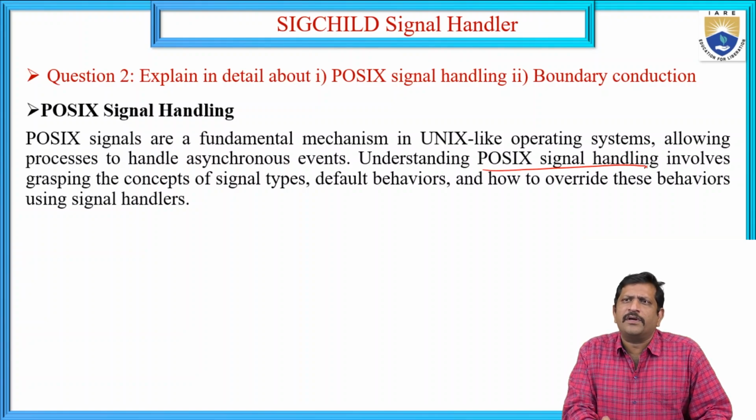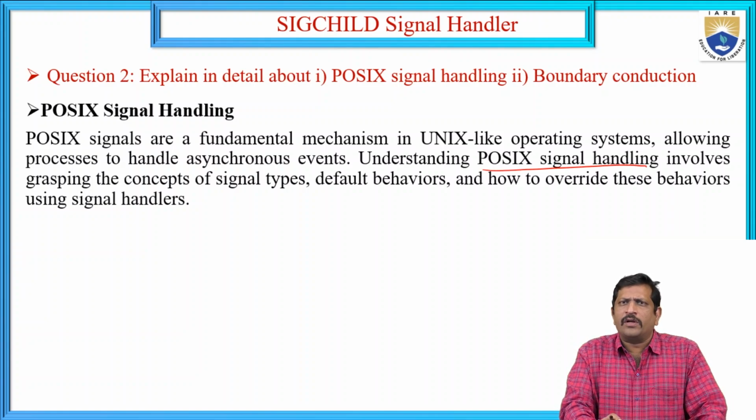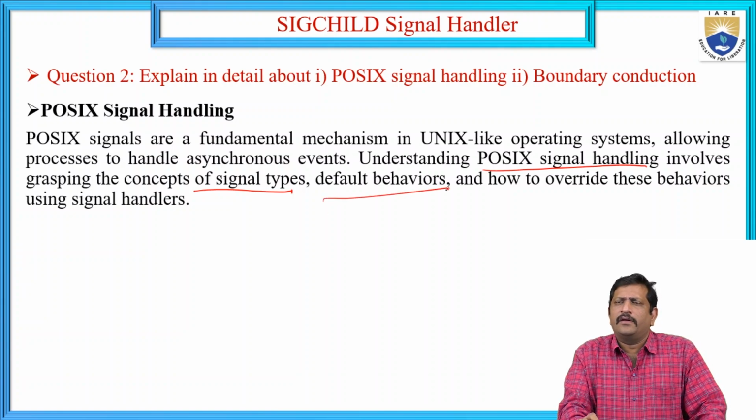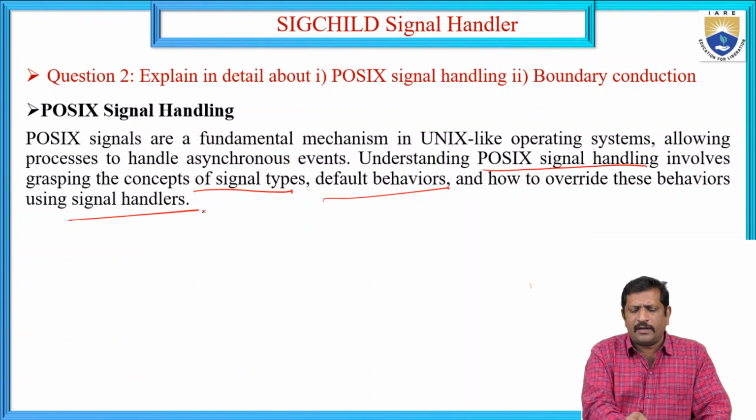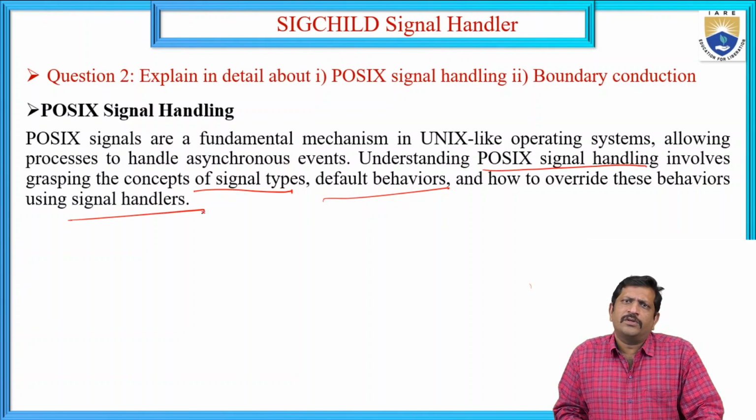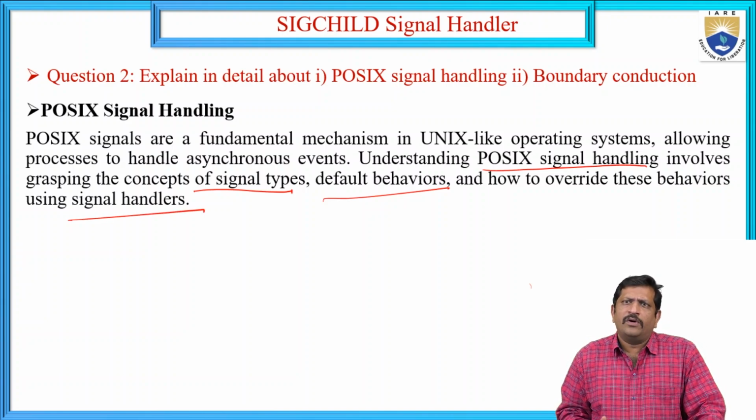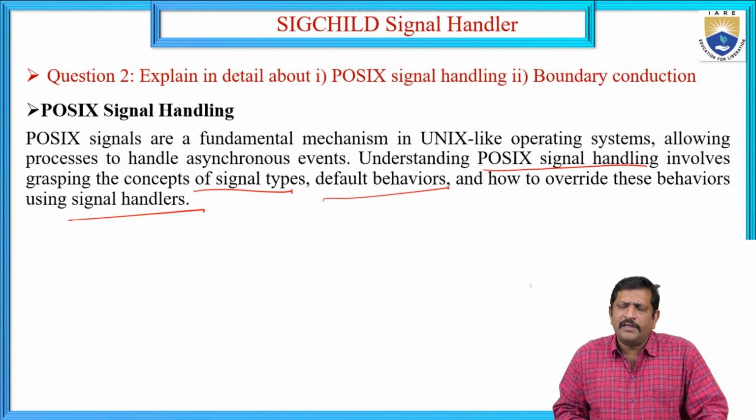Understanding POSIX signal handling involves grasping the concept of signal types. Whatever signals we are sending or receiving from the computer program will be set to a default behavior. Automatically the task is assigned by fork, and it receives the signals and performs the task. To override this behavior we use the signal handler, which handles the signals sequentially.